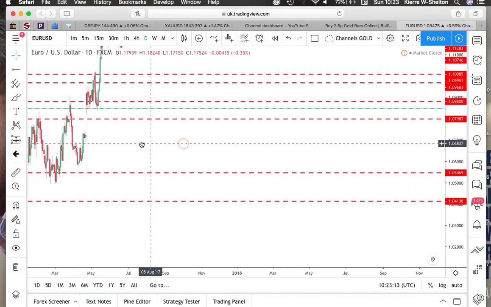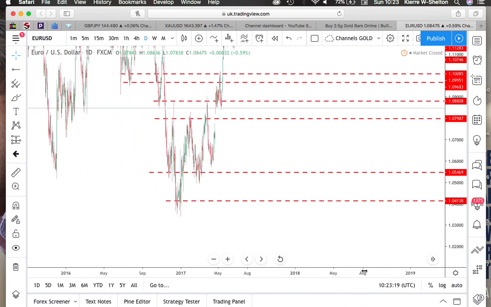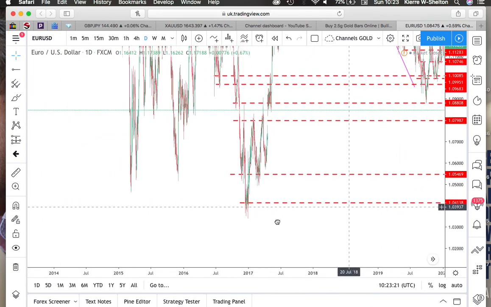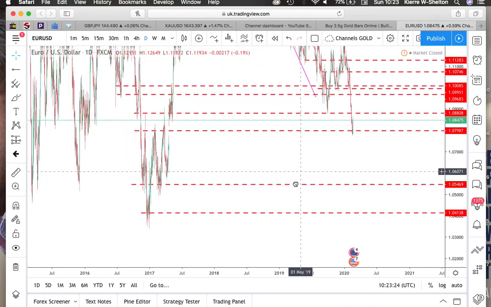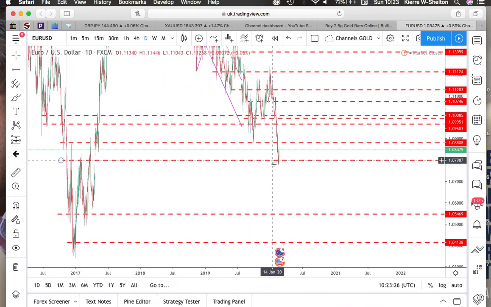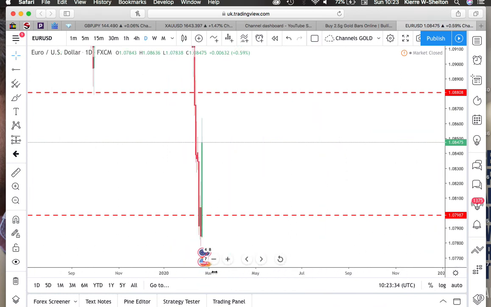Now look at these, watch this. Look at this form. Okay, so look at this now. It respected it, look at that. Respected it. It's gone all the way down. Let's zoom in.